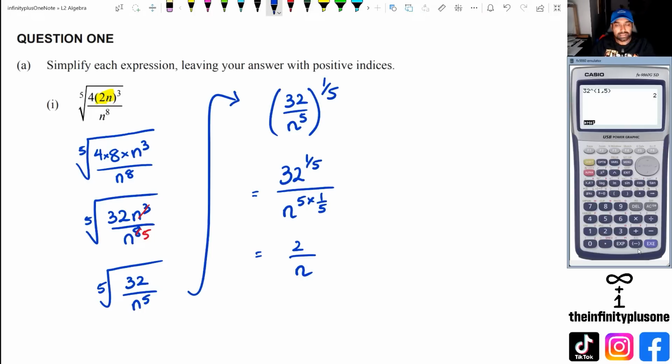Grades wise, this question is actually worth an achieved. So let's see, correctly simplify positive index. Yep, so that is actually worth an achieved.